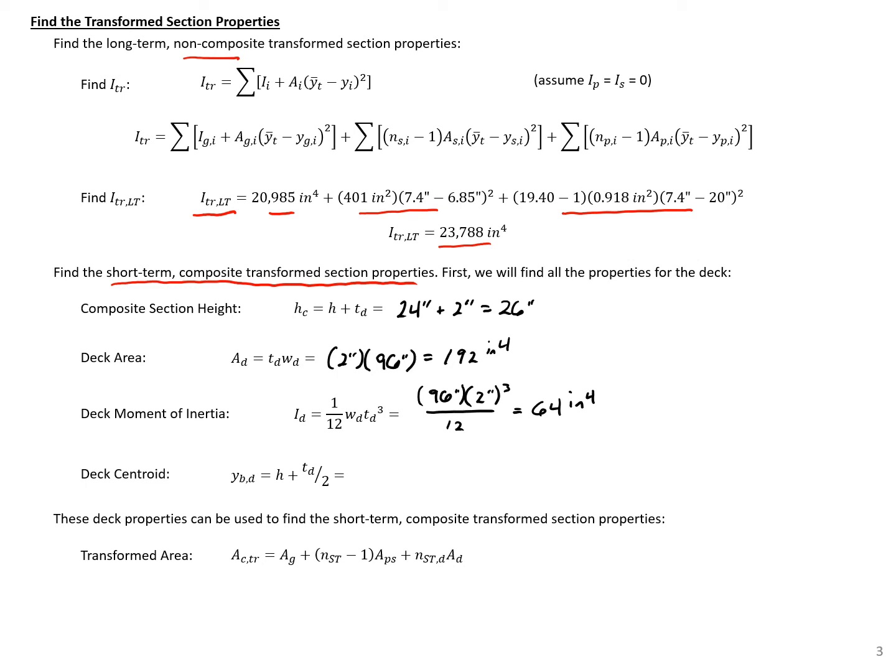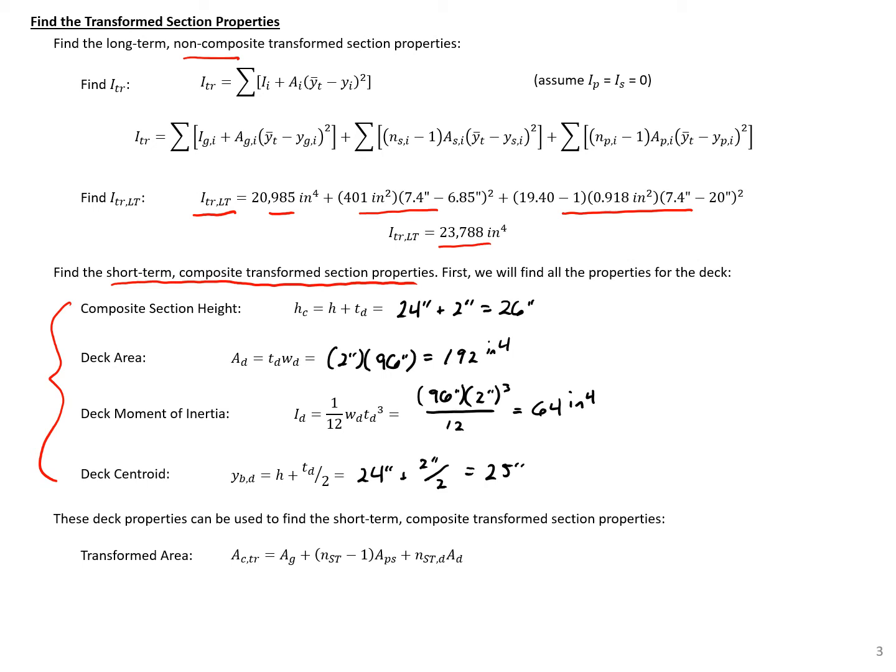And then the distance from the bottom of our section to the centroid of the deck is going to be our height of the beam, 24 inches, plus 2-inch deck or topping thickness divided by 2. And that'll give us a height here of 25 inches. So now with these properties for our deck, we can find the short-term composite transform section properties.